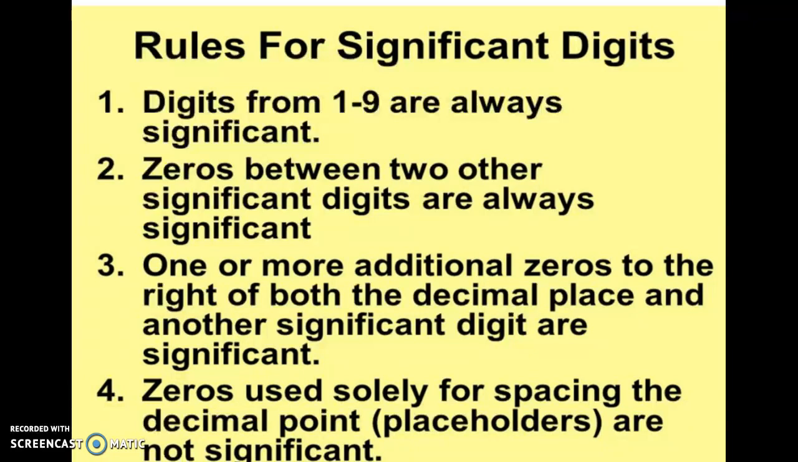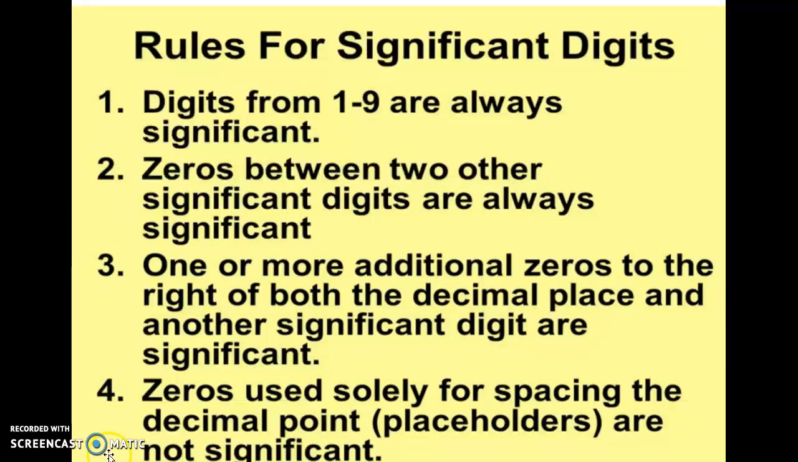So digits 1 through 9 are always significant. Like I said previously, the zeros that are sandwiched in between would also be significant. One or more additional zeros to the right of both a decimal place and another significant digit are significant. Again, that talks about the sandwiching idea. Zeros that are used just as placeholders, like the leading zeros, are not significant.